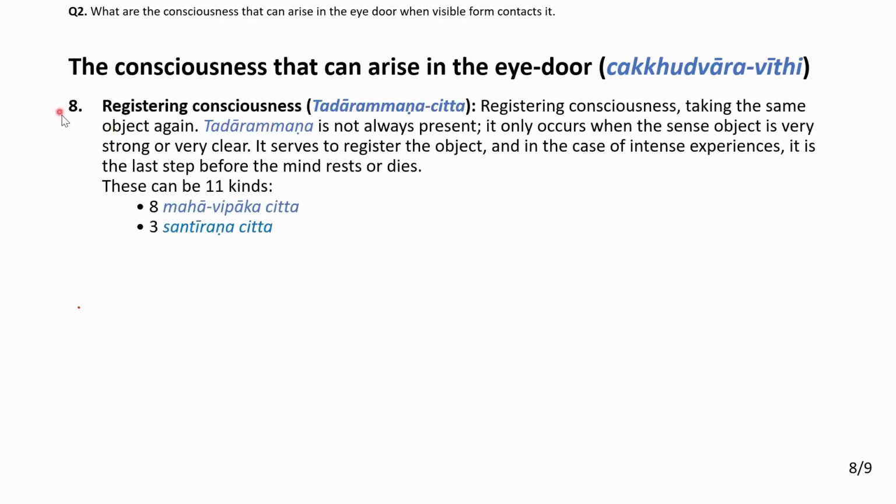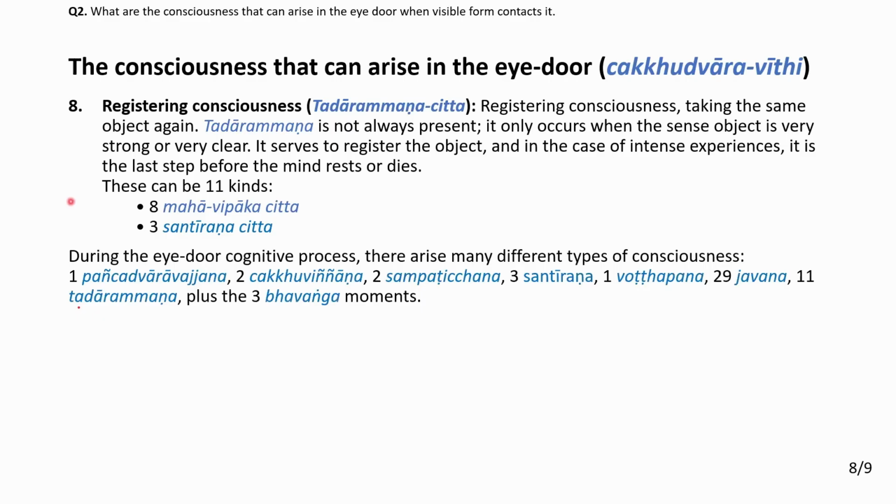Number 8, registering consciousness, Tadarammana Citta. This registering consciousness takes the same object again. It is not always present. It only occurs when the sense object is very strong or very clear. It serves to register the object. And in the case of intense experience, it is the last step before the mind rests or dies. There can be 11 kinds: 8 maha vipaka citta and 3 santirana citta.